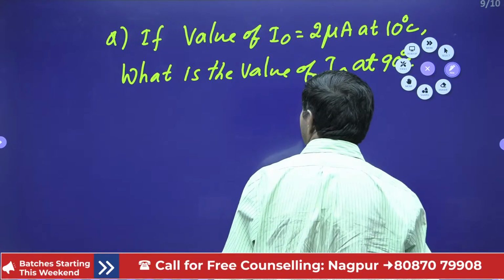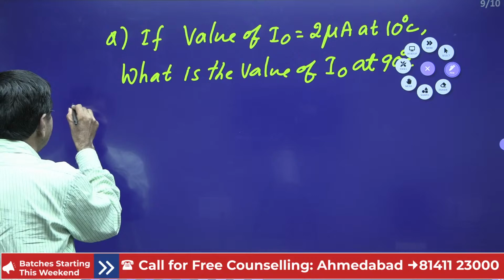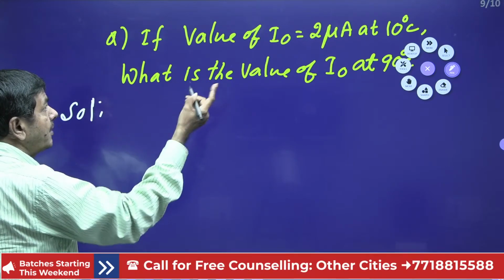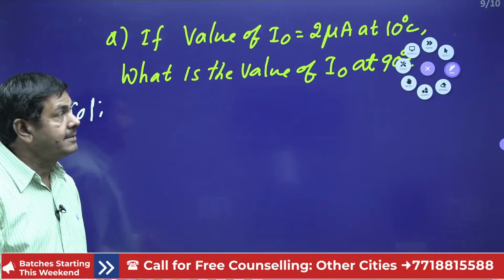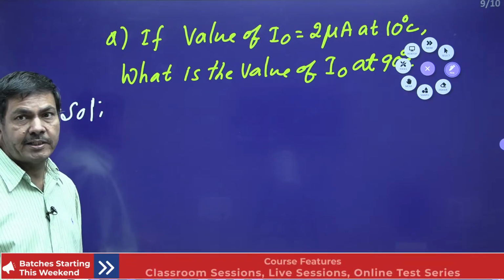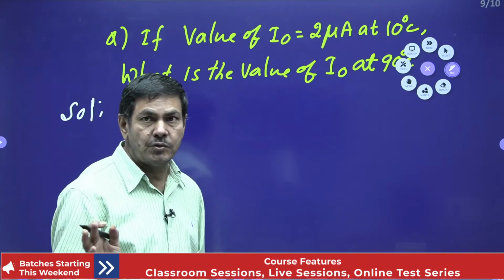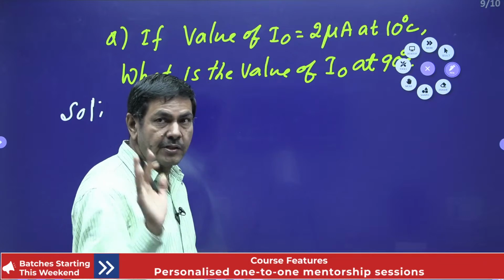But in the problem, what is given? The value of I naught is given as 2 microamperes at a temperature of 10 degrees centigrade. What is the value of I naught at 90 degrees centigrade? T1 and T2 you can maintain in centigrade only. You don't need to convert into Kelvin here. Directly with centigrade you can complete.